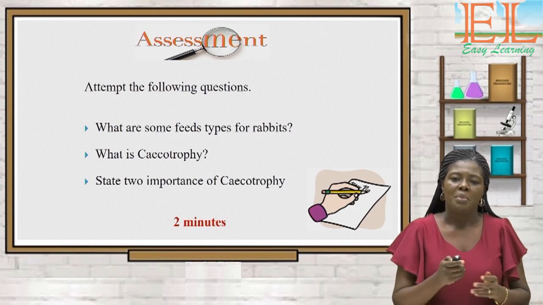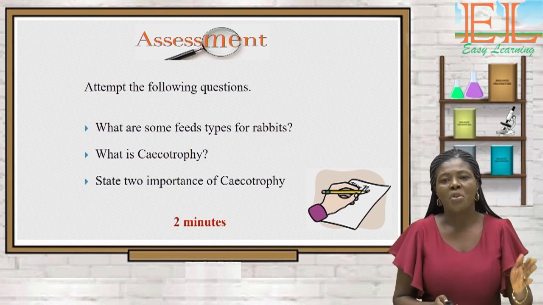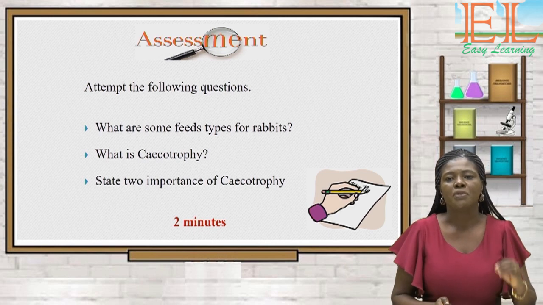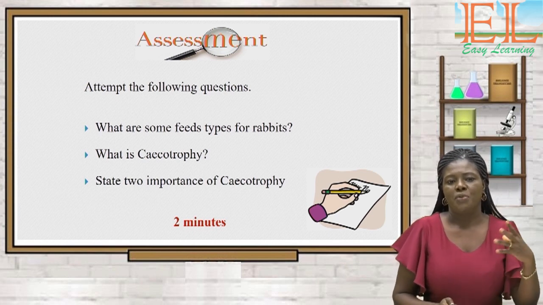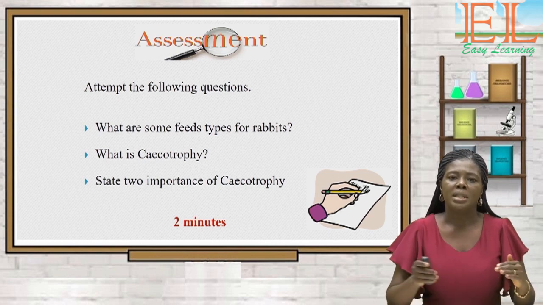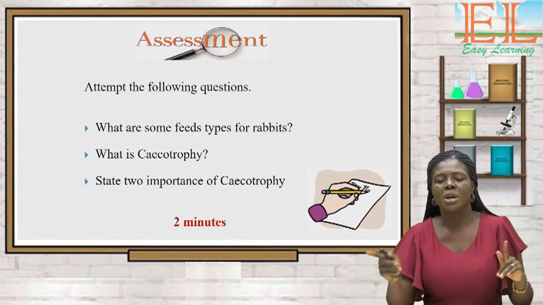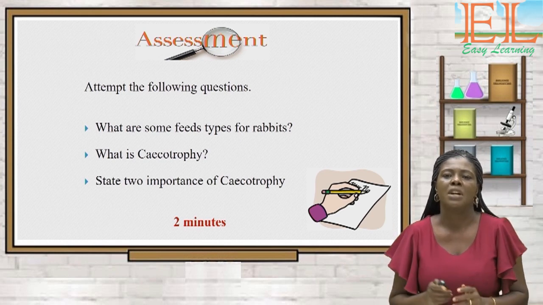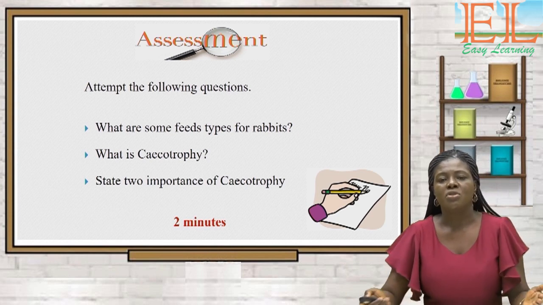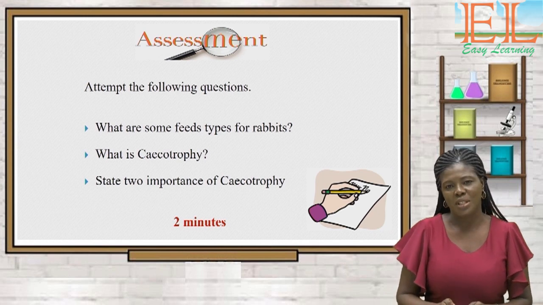Now, I'm sure you've written that for the feed, we have forage, we have agro-industrial waste, and then we also have concentrates. For cecotrophy, maybe you jotted it that it is the undigested feed that will go back into the system for the animal to get the nutrients that it might have lost. And for the importance, the nutrients that would have lost goes back, and then the animal enjoy it.